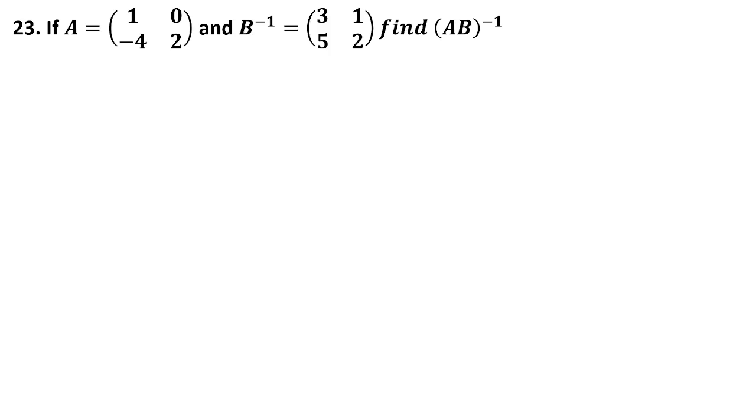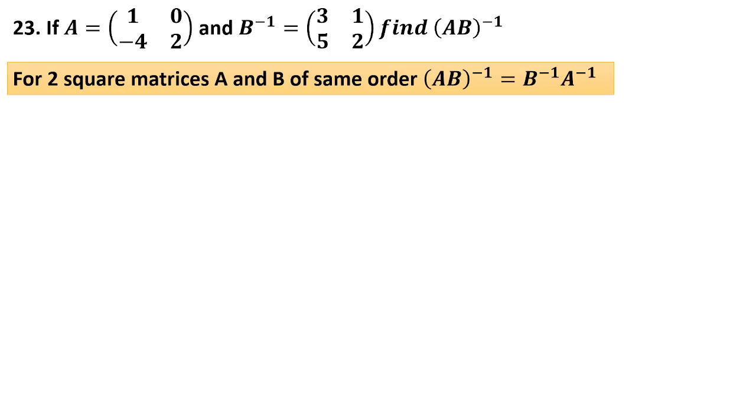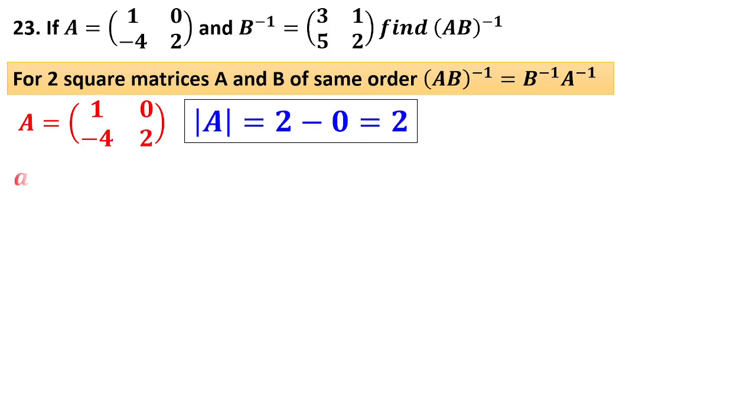Question number 23. If A is given and B inverse is given, find AB whole inverse. Okay. We know the formula. AB inverse is B inverse A inverse, and B inverse is already given in the question. We have to check what is A inverse. A is given. Determinant A is 2.